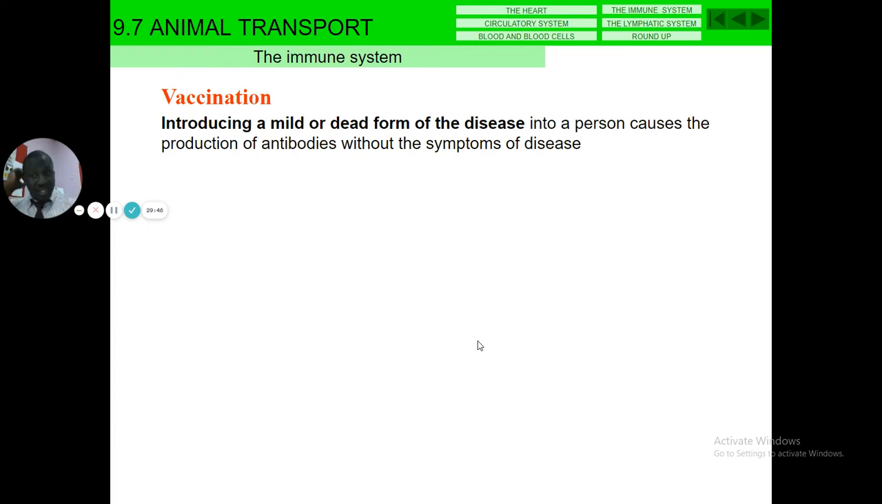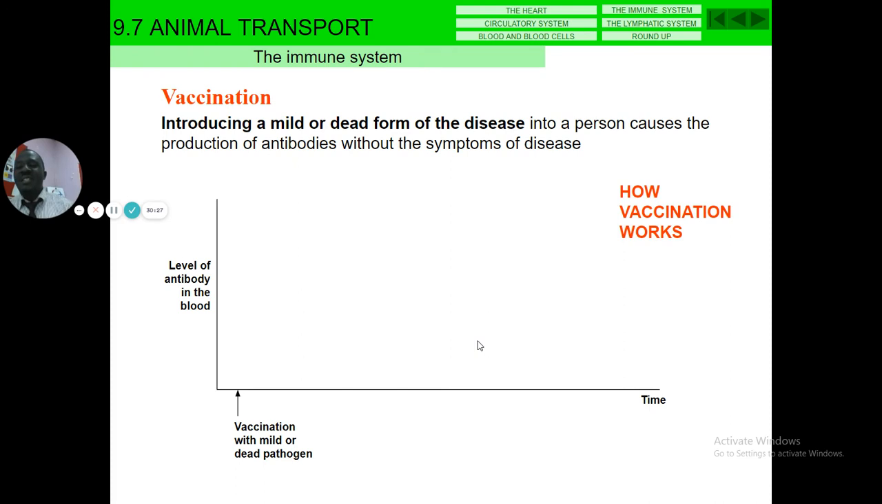What they are doing in this, they are injecting people with a dead strain of the COVID-19 virus, so that once it goes into your body, your lymphocytes will learn the structure, and when they learn the structure, they'll produce antibodies that are specific to that virus, and produce memory cells without even you knowing that you're sick. So there is no immune response. So it's the same thing. The level of body antibody in the blood.